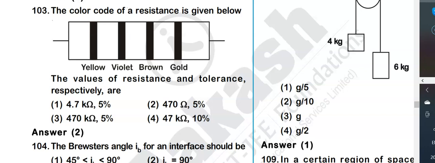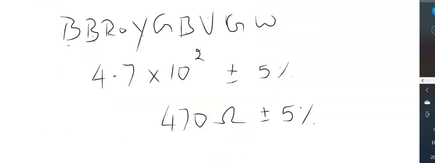So you have to be very careful with the options. 470 ohms is given and here 470 kilo ohms is given. So you have to be very careful. It is 470 ohms only, we don't get kilo ohms. You have to be careful while choosing the multipliers. So remember B.B. Roy of Great Britain was a very good wife. The abbreviation of that will give you the color codes and their values.